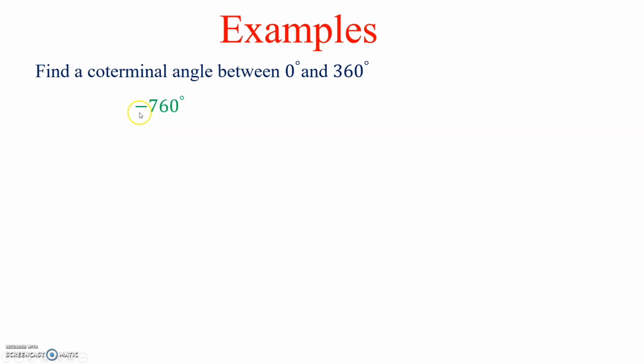So the original angle is negative 760. The only way I can go from negative 760 to an angle between 0 and 360 is to start adding 360 degrees. So I start adding. Here when I add my first 360, this is a coterminal angle, negative 400, but it's not between the given criteria. So I continue to add another 360.